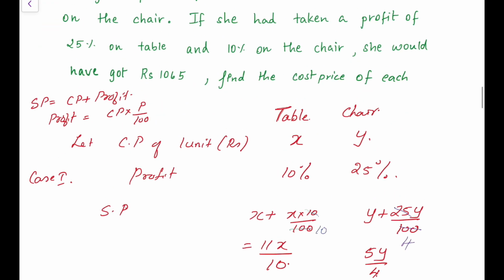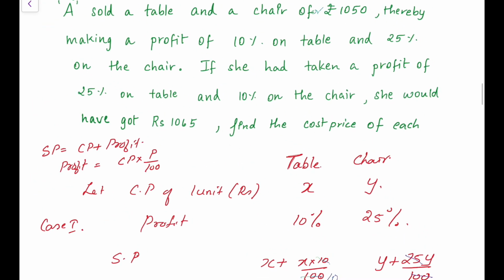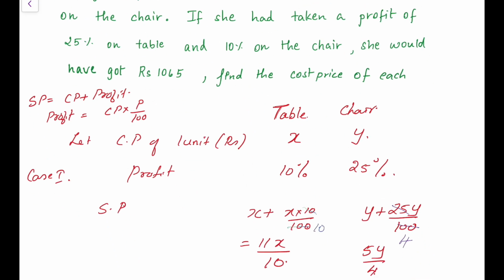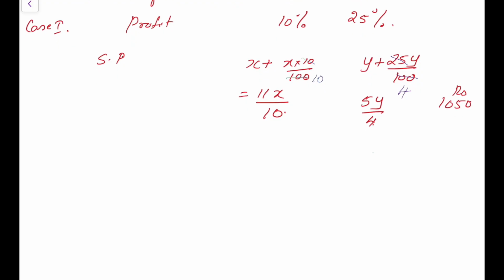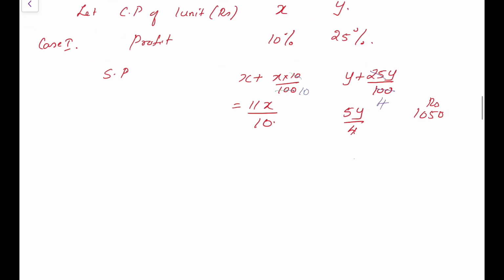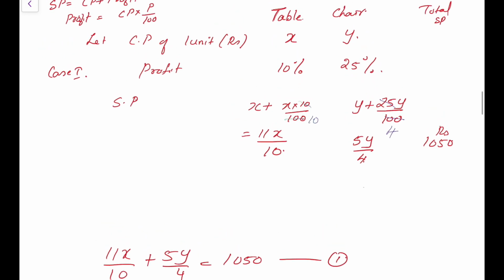Now the total selling price. Read the question. Total selling price of the table and chair is rupees 1050. So we will make the equation: 11x by 10 plus 5y by 4 equal to 1050. We will leave some space for the second case. So this is the first equation.